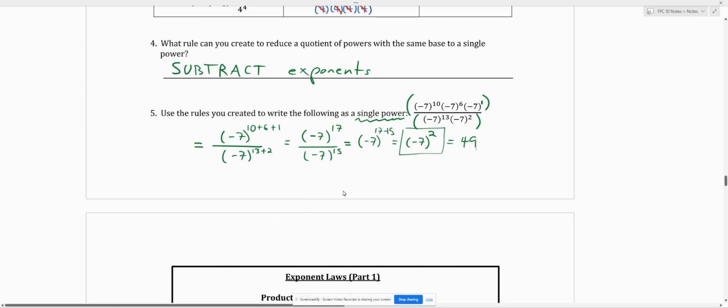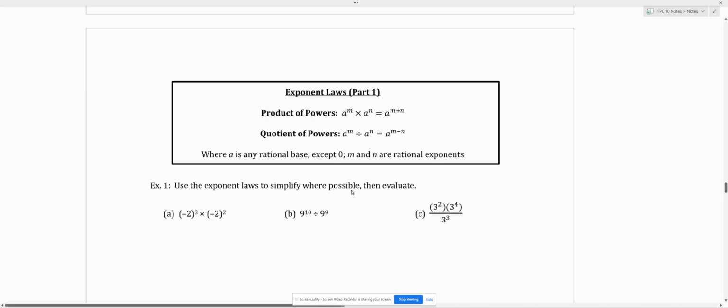All right, here's our laws. Put it in a box. And all this is saying, A and A saying that this is the same base. We are multiplying.